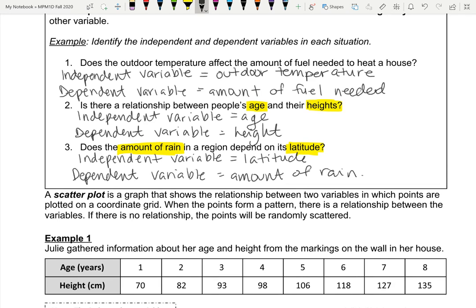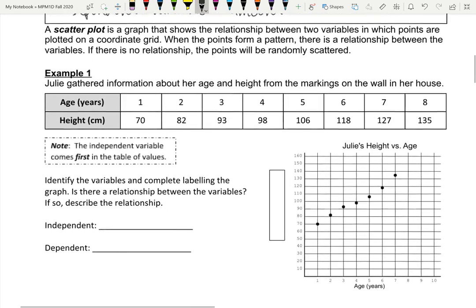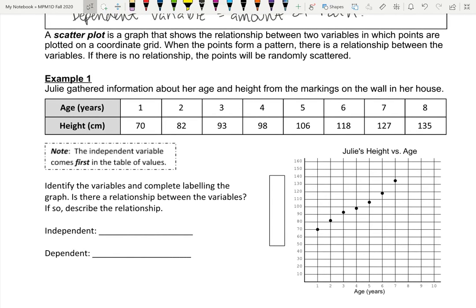Okay. So you should have been exposed to a scatter plot in your elementary mathematics years, but I'll remind you what a scatter plot is. A scatter plot is a graph that shows the relationship between two variables in which points are plotted on a coordinate grid. When the points form a pattern, there is a relationship between the variables. If there is no relationship, the points will be randomly scattered.